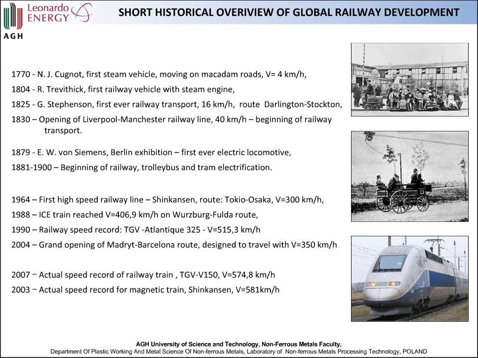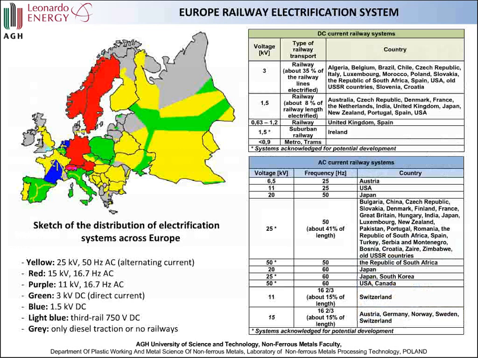Typically, in everyday use, this magnetic train goes with the speed of 400 kilometers per hour. On the next slide, a Europe map was presented showing with various colors different countries and regions in countries that are using different railway systems by means of the type of current and voltage of the line.